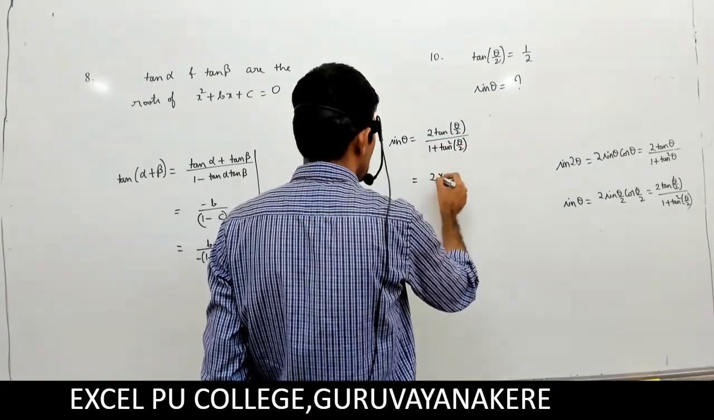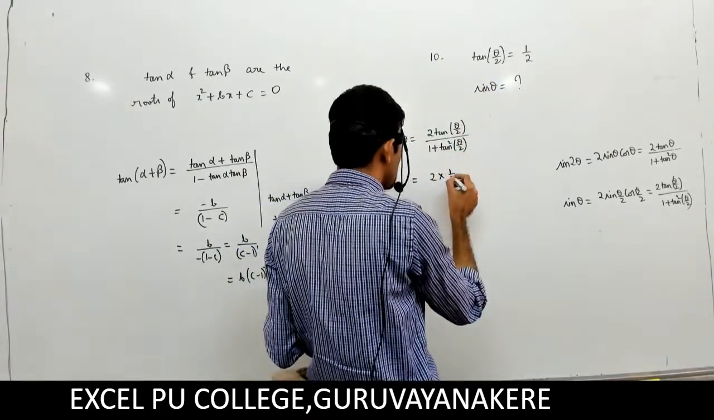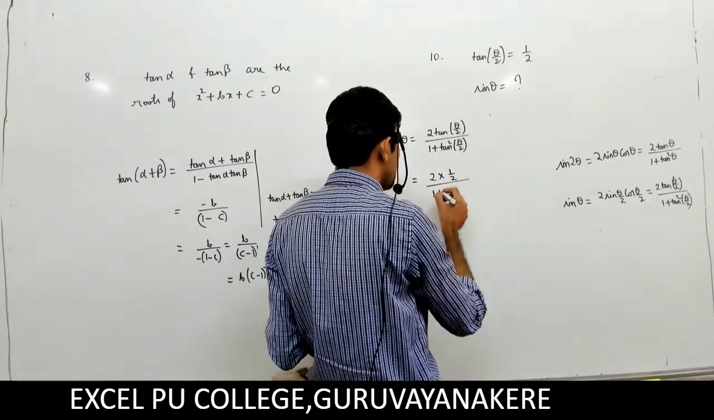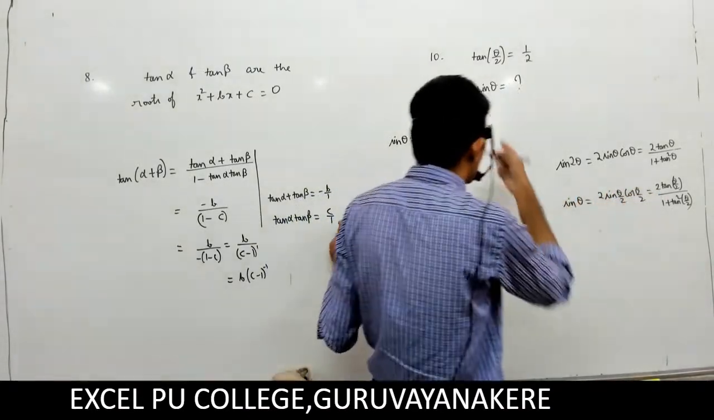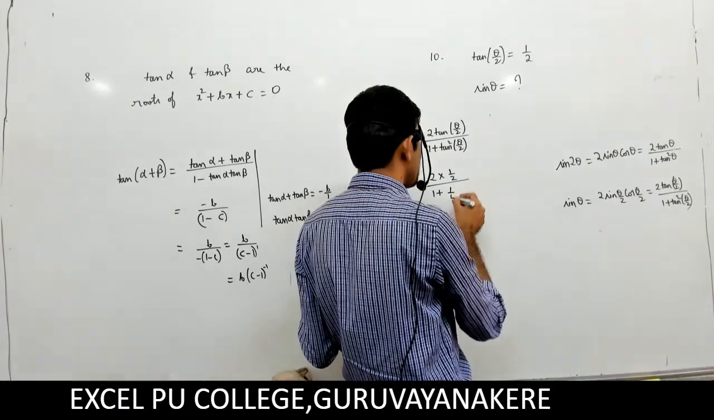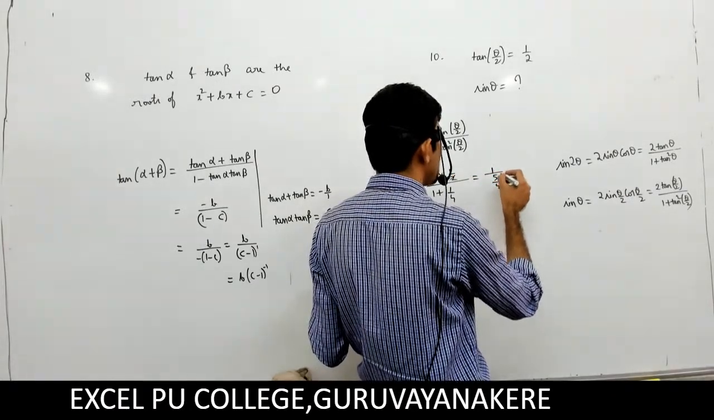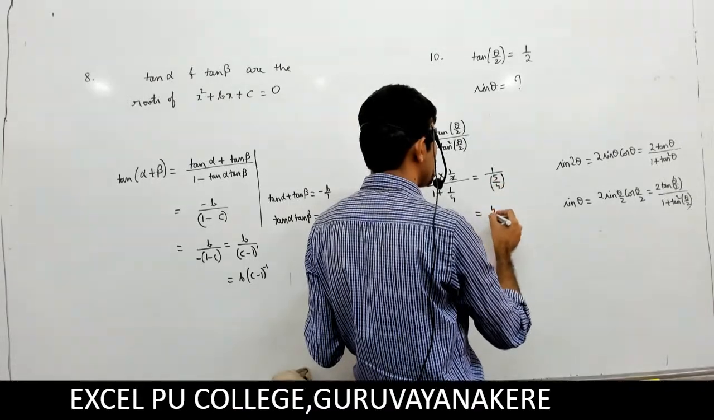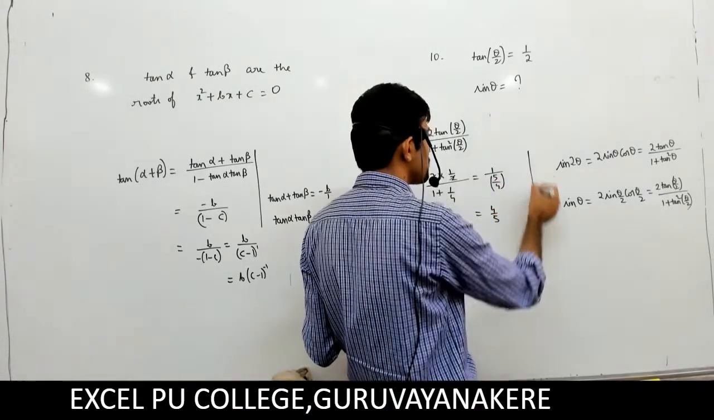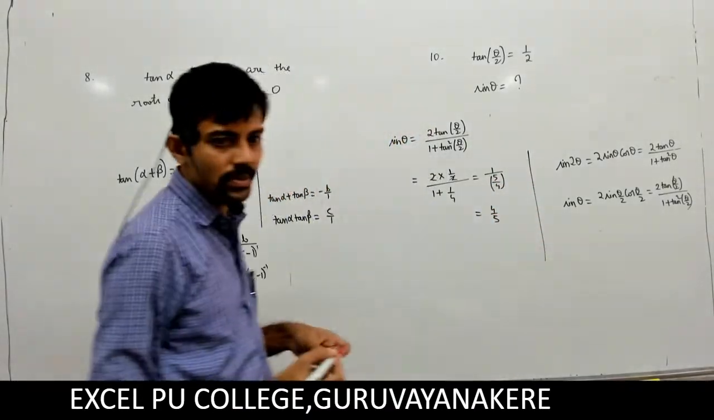2 into tan theta by 2, which is half, divided by 1 plus tan theta by 2, which is half, squared, is 1 by 4. 2 into half becomes 1. 1 plus 1 by 4 is 5 by 4. 1 divided by 5 by 4 is 4 by 5. Sin theta is 4 by 5.